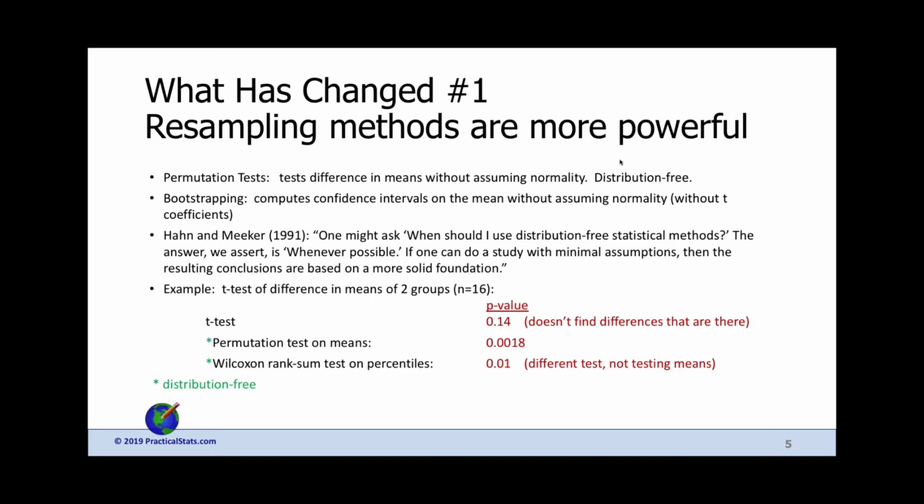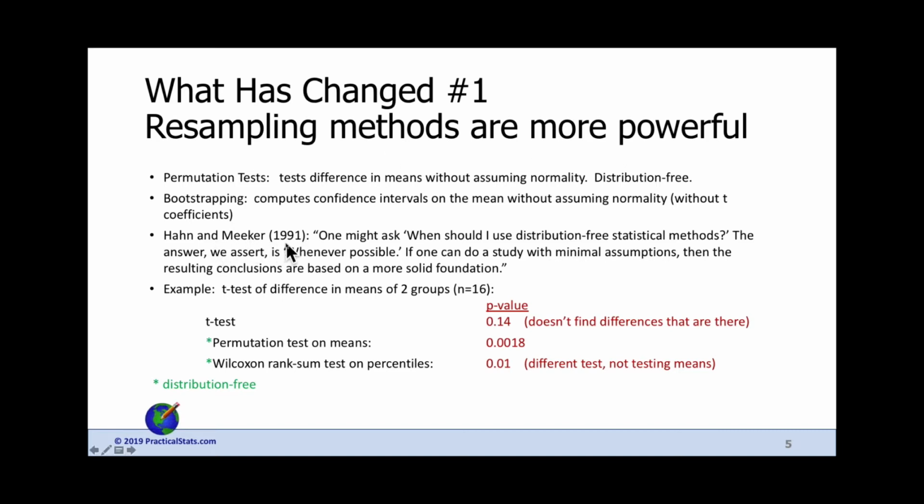They are distribution-free methods. That's another term you might not be familiar with. It just means you don't have to assume any particular distribution or shape to the data. They work well regardless of that. So older non-parametric tests, tests that are based on ranks or percentiles, are distribution-free, and these permutation procedures are distribution-free.